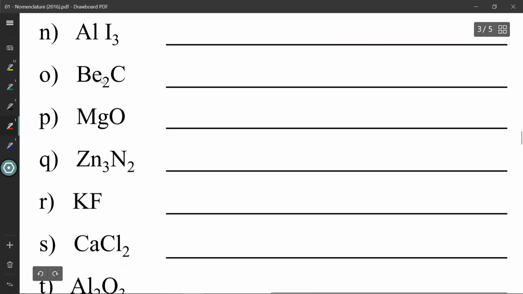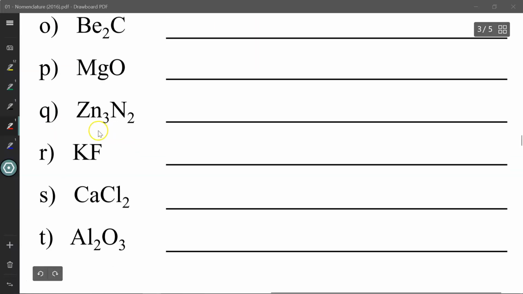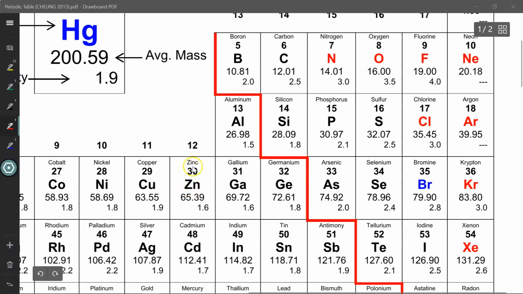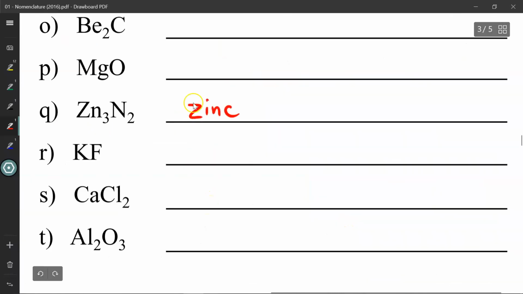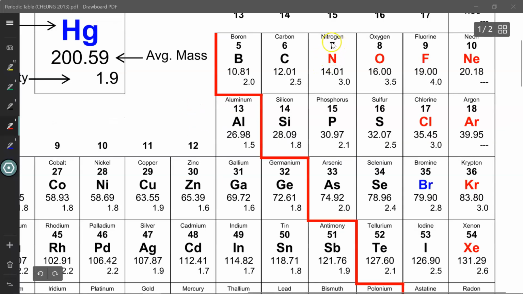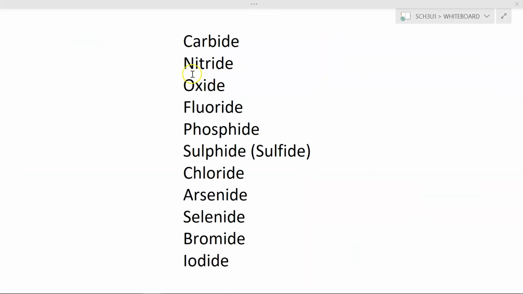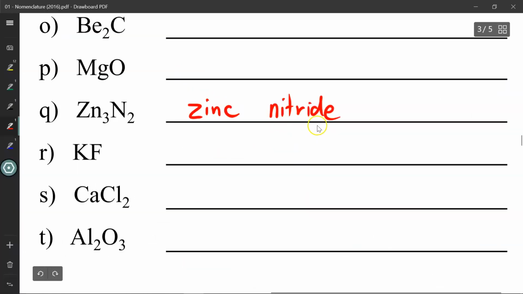Let's try one last one here. So Zn is zinc. Zinc is on the left side of this staircase, so it's a metal. Metals don't change their name, so we're going to leave it as zinc. N is for nitrogen, and it's on the right-hand side of the staircase, so it's a non-metal. Non-metals will change their suffix to an IDE, so we end up with nitride. Again, I don't worry about the subscripts. That'll be for another time.